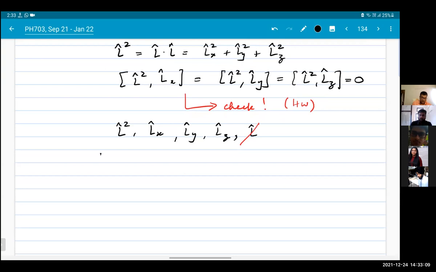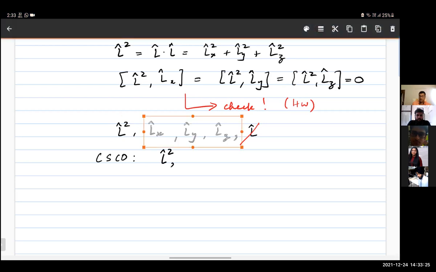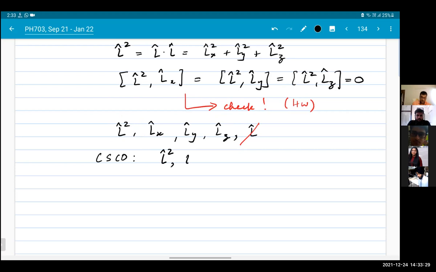If you want a complete set of commuting operators, we have to pick operators which commute with each other. L squared commutes with everything, so I'll pick L squared. Then I have three remaining operators. Which should I pick? I'll take Lz. Now, once I've taken these two, I can't go any further. Lx and Ly have to be kept aside. So these two operators are my complete set of commuting operators, and their eigenvalues will characterize the states of the system.